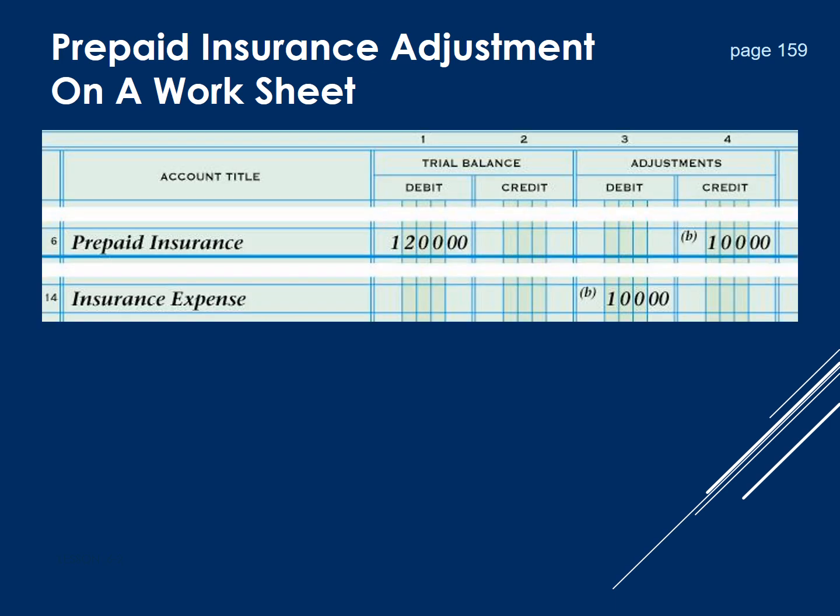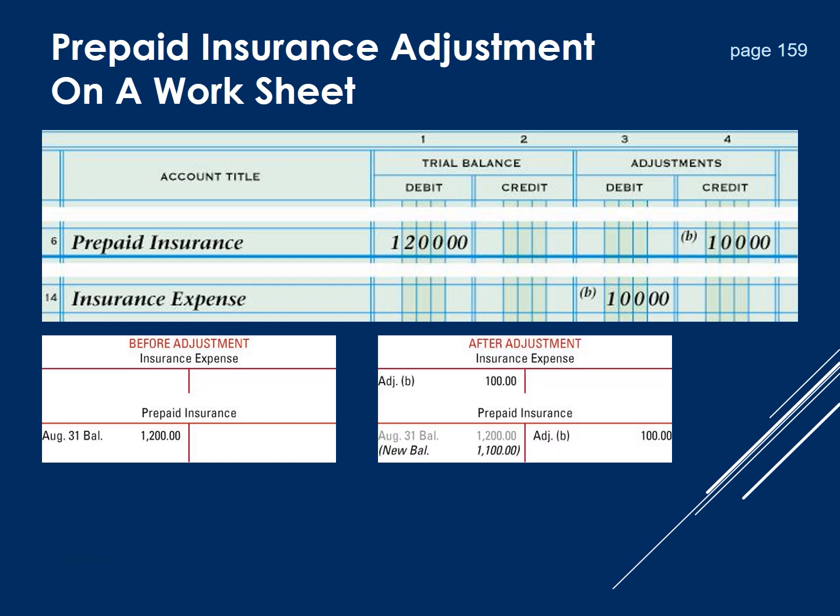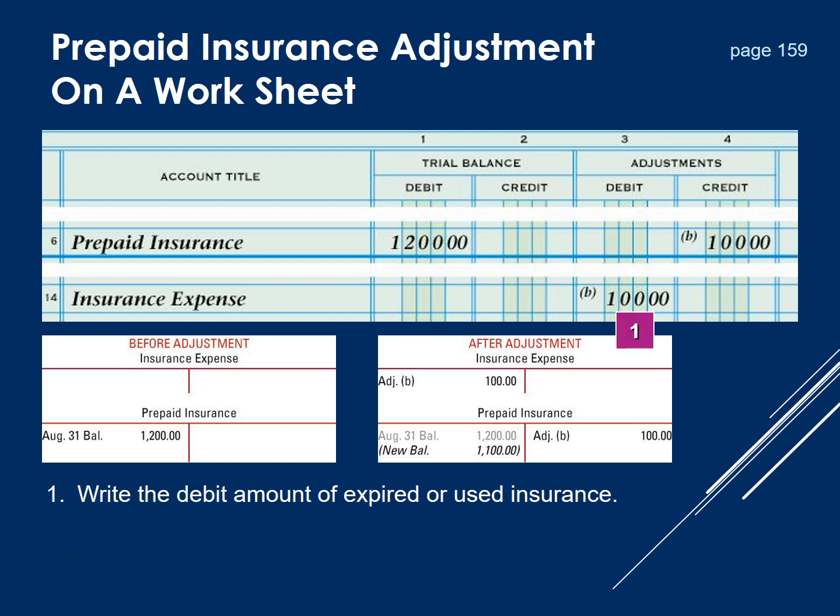Adjusting our prepaid insurance account on the worksheet. Before the adjustment, prepaid insurance had a balance of $1,200. Insurance expense had a balance of $0. When we look at after the adjustment, insurance expense should have a debit balance of $100, and our prepaid insurance should have a new balance of $1,100. The first step is to write the amount expired or used insurance in our debit column underneath the adjustments.